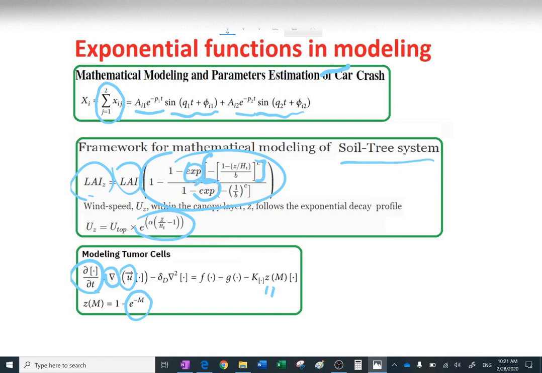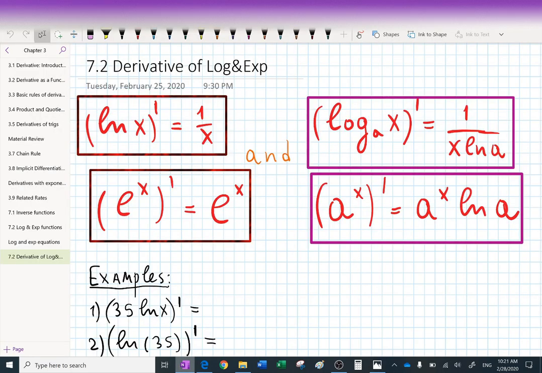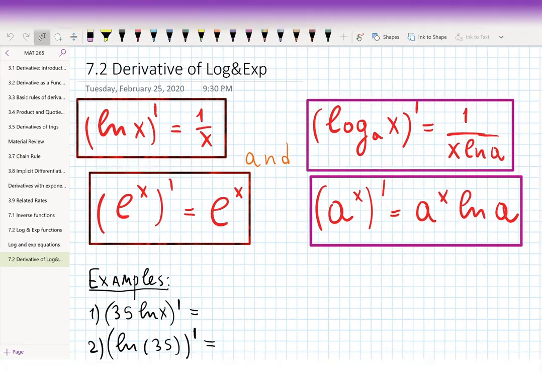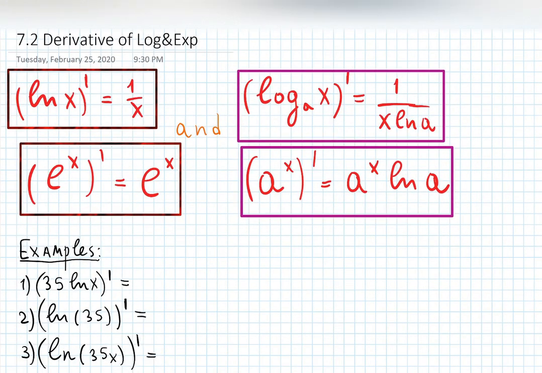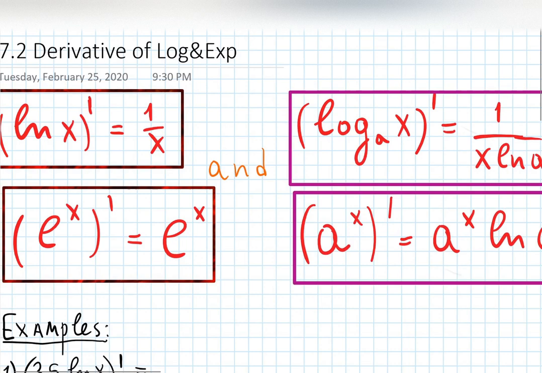So that's interesting. And that's how I wanted to show you there are so many studies, cancer cells, how microbiology works, space science. They all have exponential functions. We use logarithms and exponential functions in many models. So you have to be good at that. And that's why we're introducing the differentiation of log and exp.